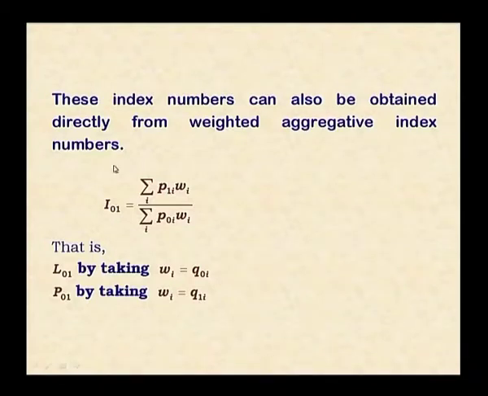The weighted aggregative index number is denoted by, say, I01 equals sigma P1i times Wi divided by sigma P0i times Wi. As we know, P1i is the price of the ith commodity in the current year, whereas P0i is the price of the ith commodity in the base year. So, here for the Laspeyres method, if I take Wi equal to Q0i, then it gives me the Laspeyres formula of index number, and when I take the value of Wi as Q1i, we see that it gives me Paasche's index number.